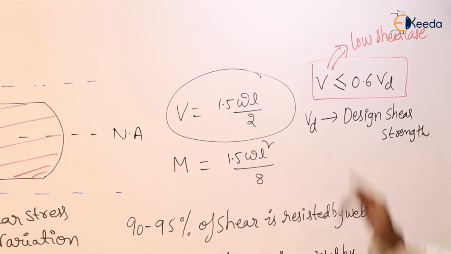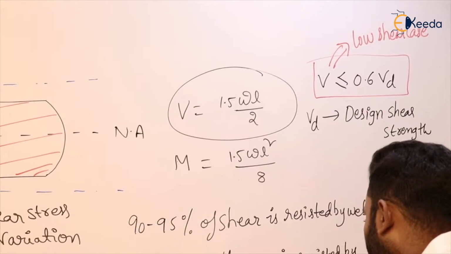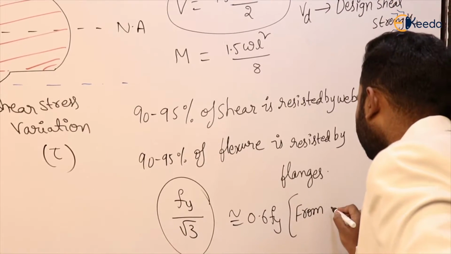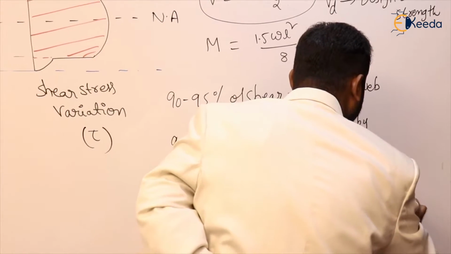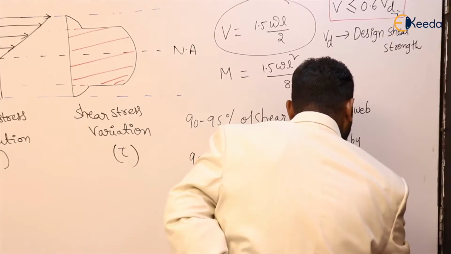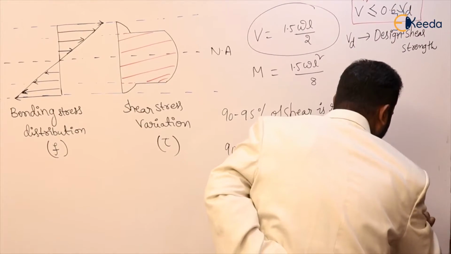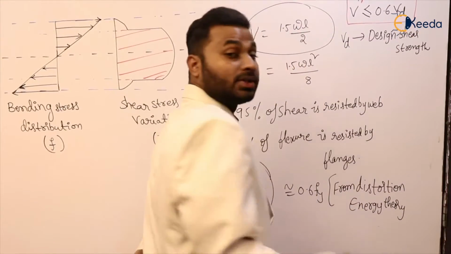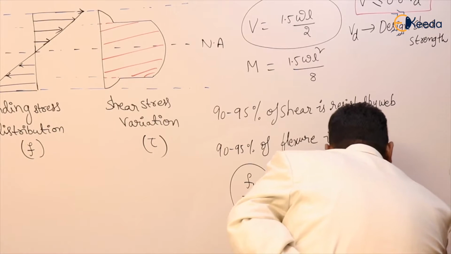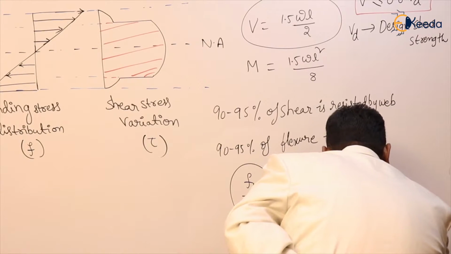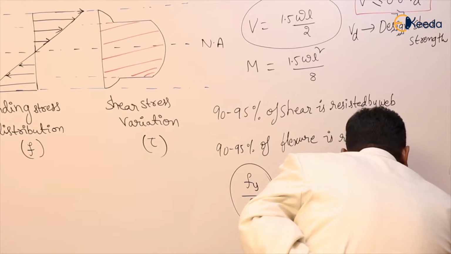As I said, this 0.6 is based on the distortion energy theory, or shear strain energy theory.